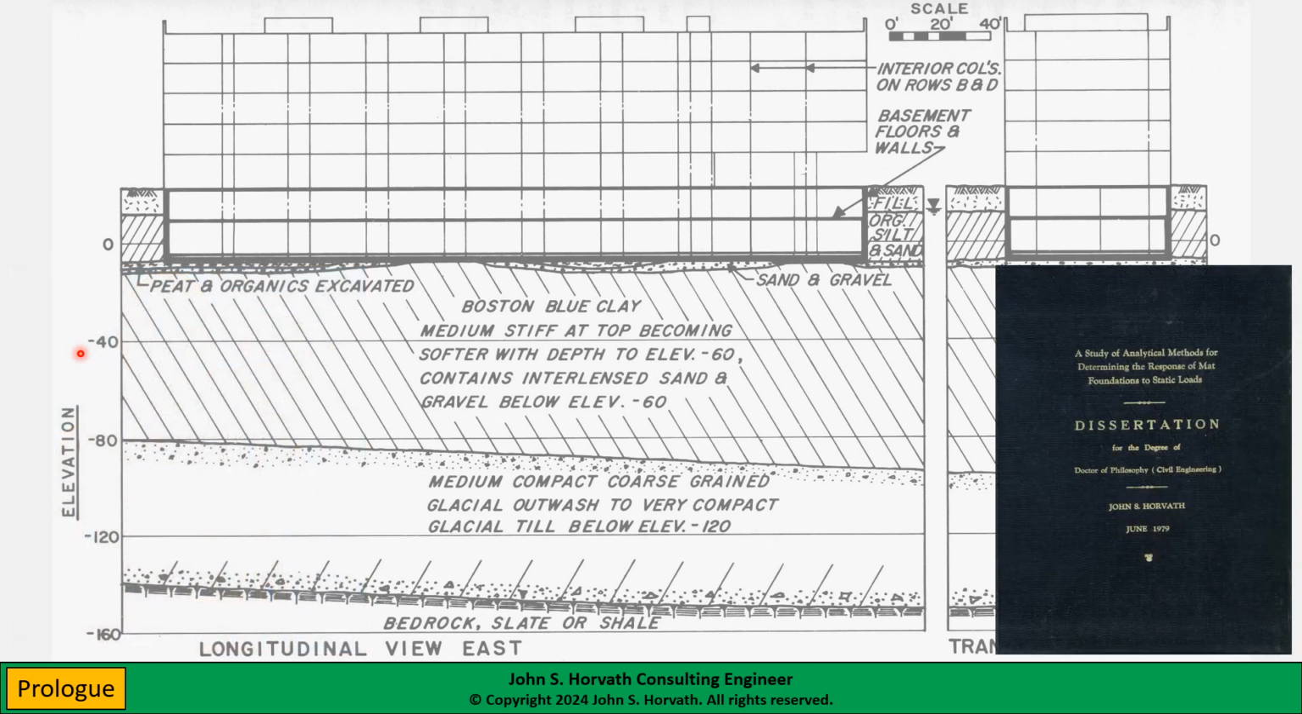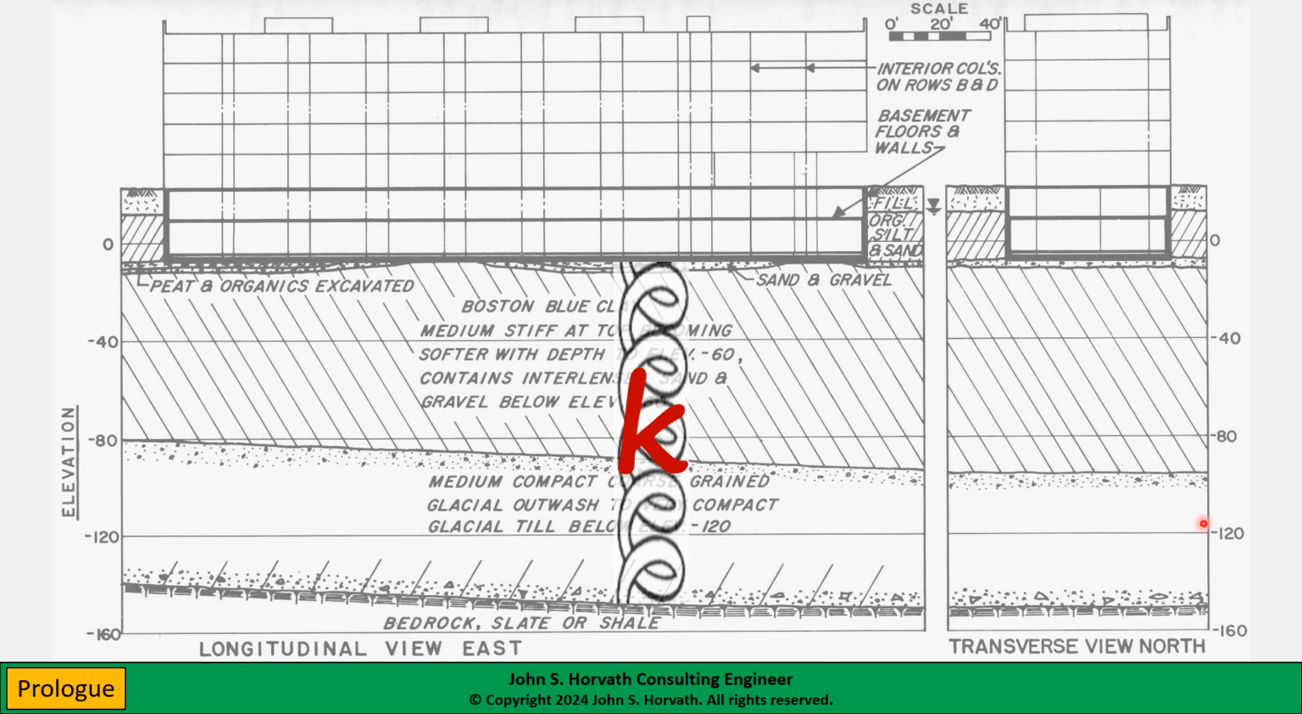So this got me interested actually in pursuing a PhD in civil engineering, and several years later I generated a doctoral dissertation on the subject of subgrade models for mat foundations. And it was my goal in this dissertation to come up with a logical way to evaluate this parameter we call by various names, whether it's called a soil spring or K value, whatever.